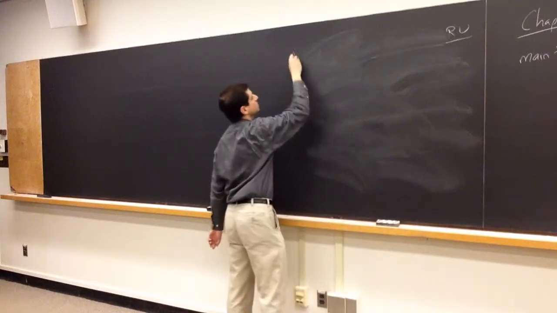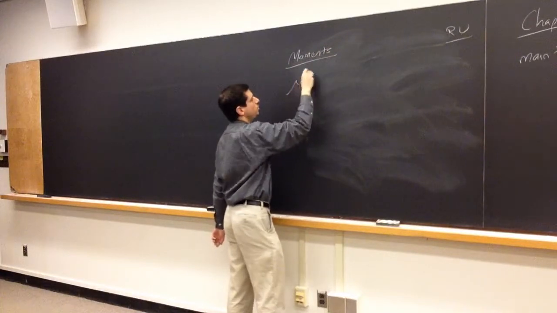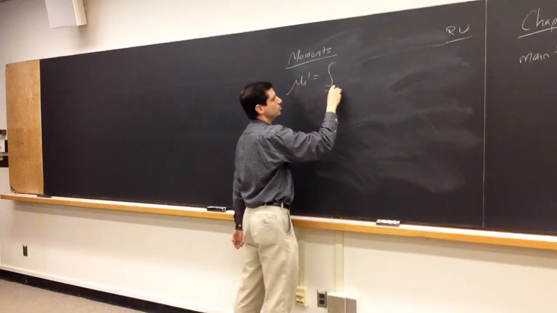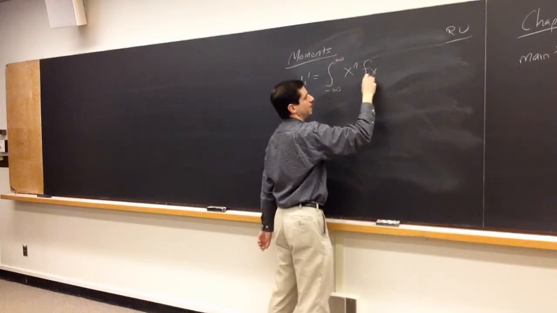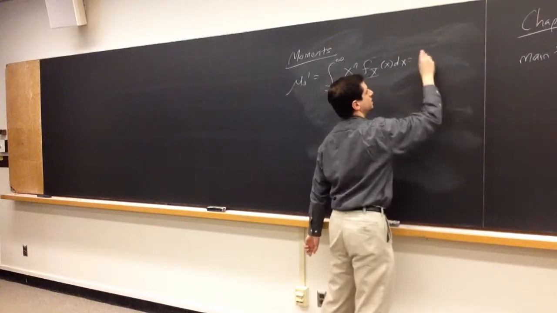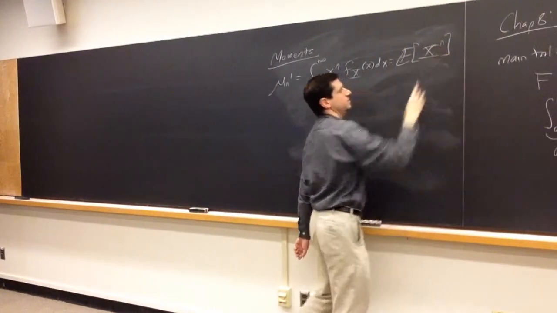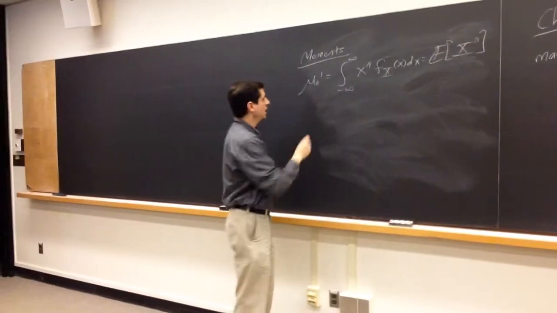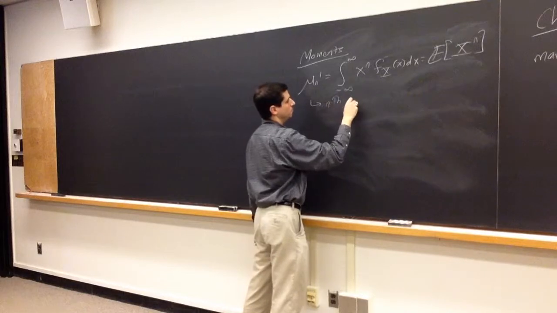So moments. Mu n prime would be the integral from minus infinity to infinity of x^n f_X(x) dx. So it's the expected value of x to the n. This is called the nth moment.